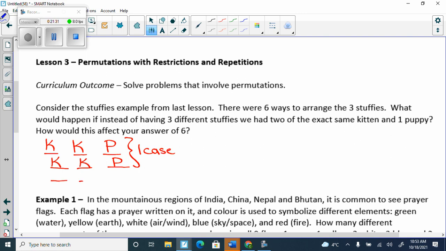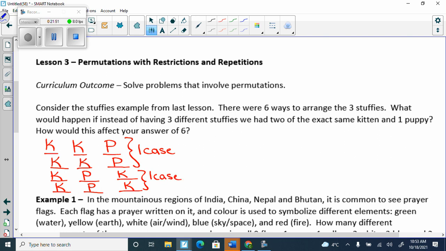Okay, let's keep going. Then we could go kitten, puppy, kitten. I switched the kittens. Can you tell the difference? No. So there's 2 cases that would normally be there, and it would be 1 case.